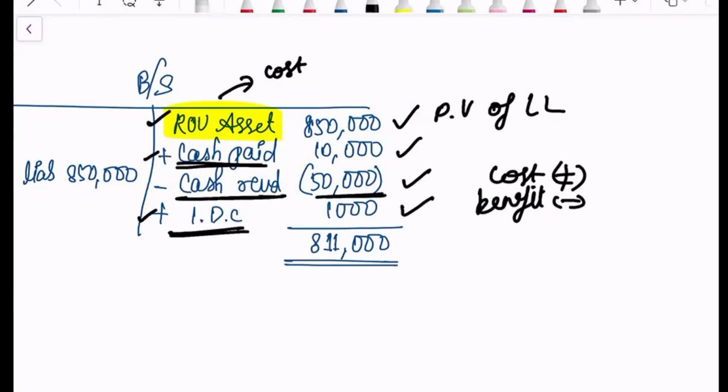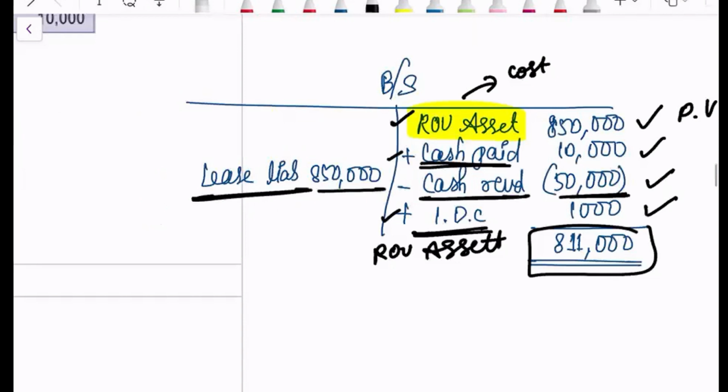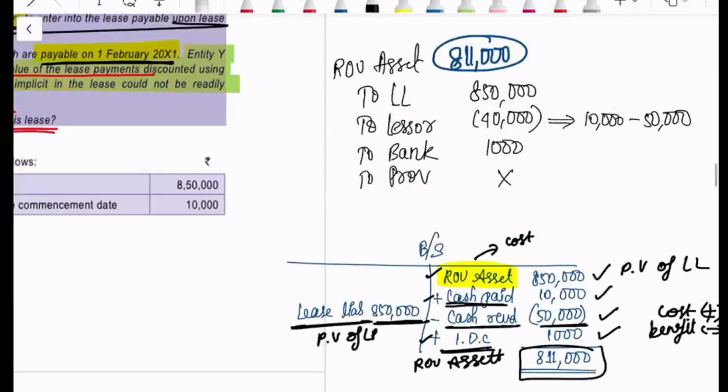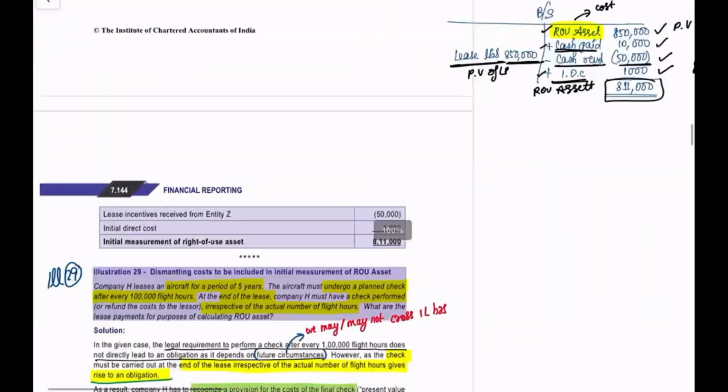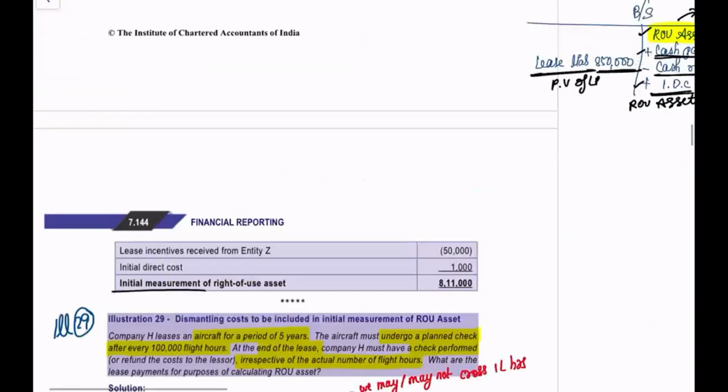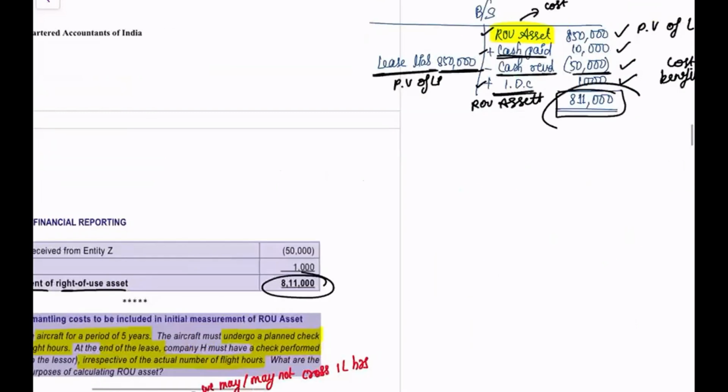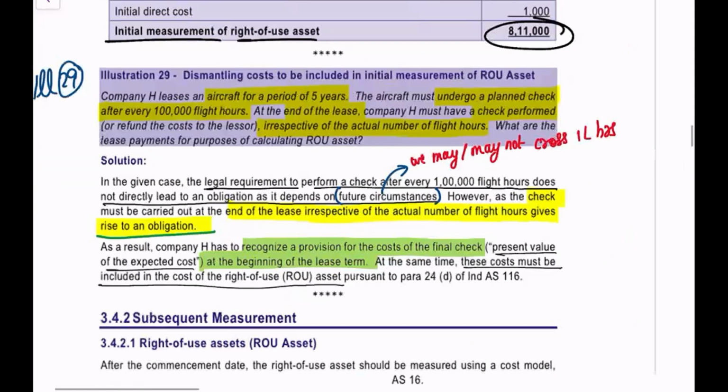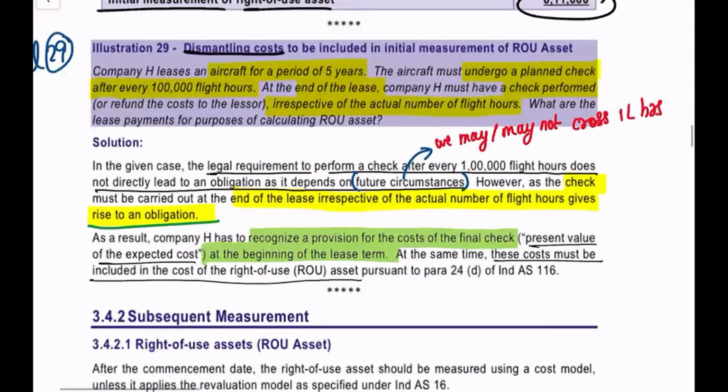And you find out the carrying value of ROU asset at commencement date, which is 8,11,000, and your lease liability will be 8,50,000, which is nothing but your present value of lease payments. Okay, so this is how you are going to account it in your books. In the book, they have just calculated the initial measurement of ROU asset as 8,11,000, how we calculated here, and they have given the answer. Okay. Next is related to the dismantling cost.